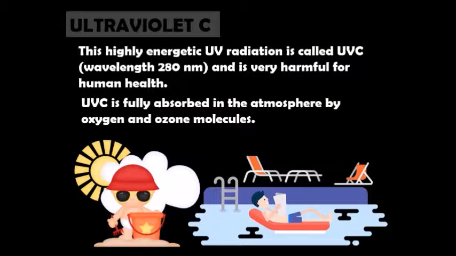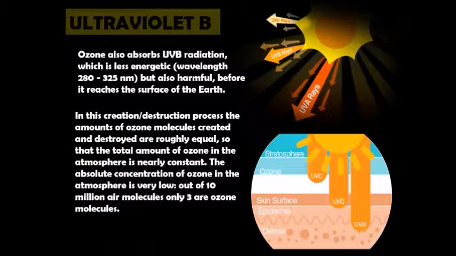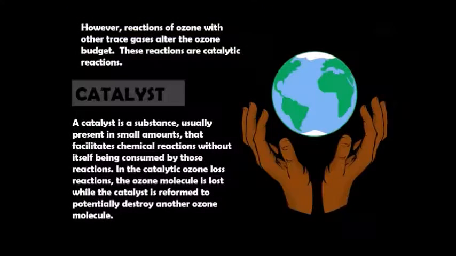Ultraviolet C is fully absorbed in the atmosphere by oxygen and ozone molecules. In this creation or destruction process, the amounts of ozone molecules created and destroyed are roughly equal, so that the total amount of ozone in the atmosphere is nearly constant.